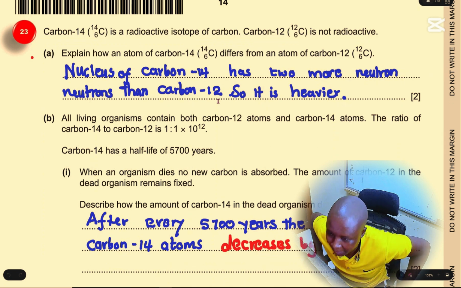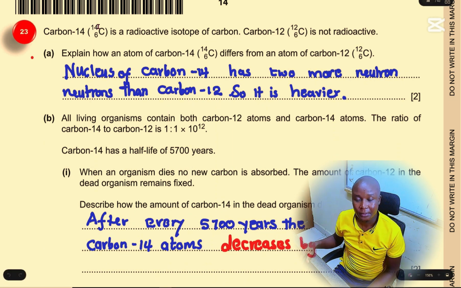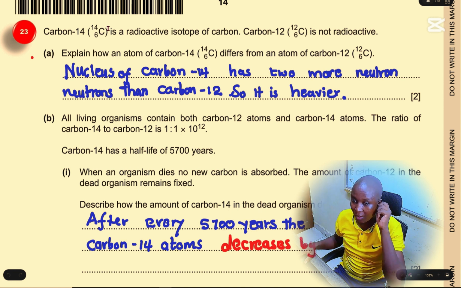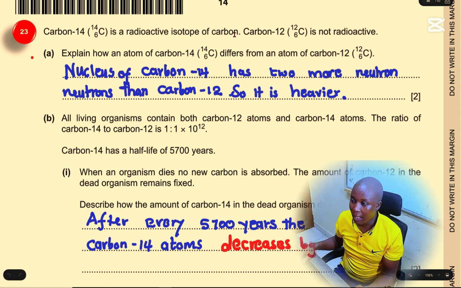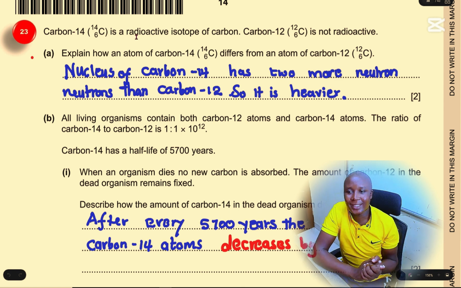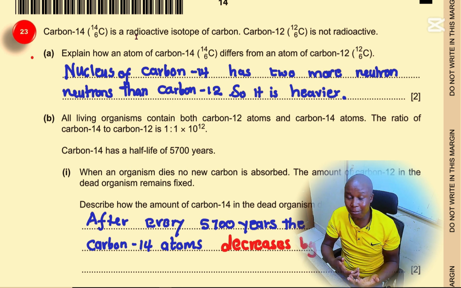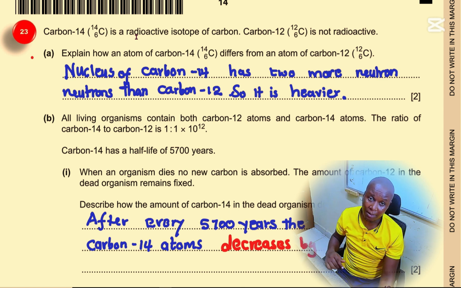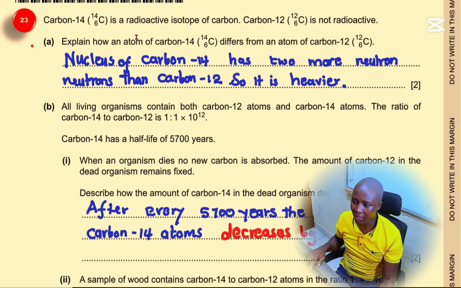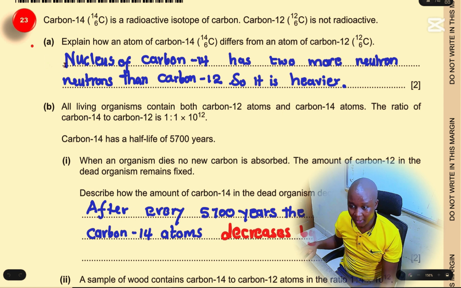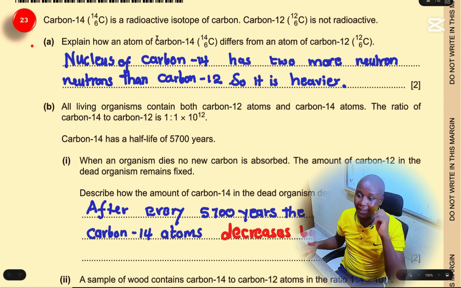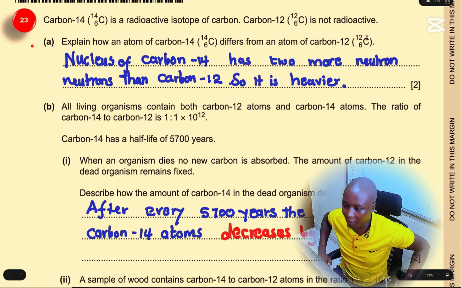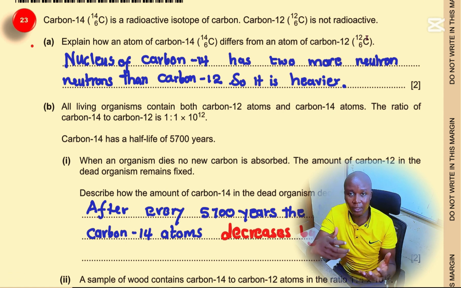Here we are told that carbon 14, remember the number at the top is the mass number or the nucleon number, and the number below, like 6 here, represents the proton number or the atomic number, which is the number of protons. We are told that carbon 14 is a radioactive isotope. You need to understand what we mean by the term isotope. Isotopes are atoms of the same element which have the same atomic number, or the same number of protons, but a different number of neutrons.